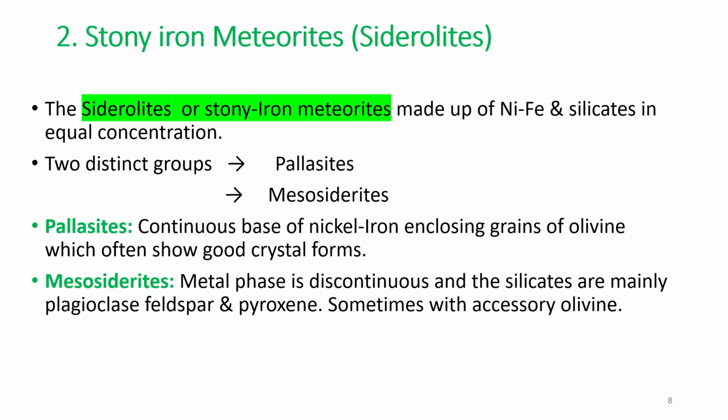Coming to the stony iron meteorites, these are also known as the siderolites. The siderolites are stony meteorites made up of nickel, iron, and silicates in equal proportion. There are again two distinct groups like Pallasites and Mesosiderites. What are Pallasites? Pallasites have a continuous base of nickel iron enclosing grains of olivine, which often show good crystal forms. Coming to the Mesosiderites, here the metal phase is discontinuous and the silicates are mainly plagioclase feldspar and pyroxene. Sometimes they contain accessory olivine as well.